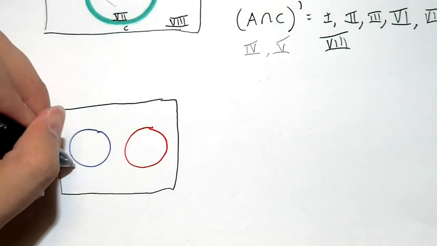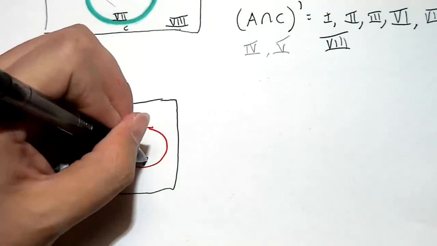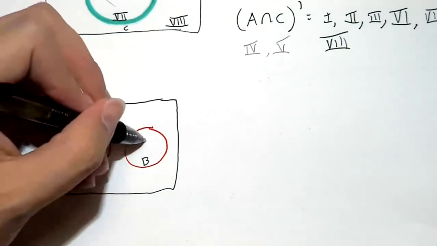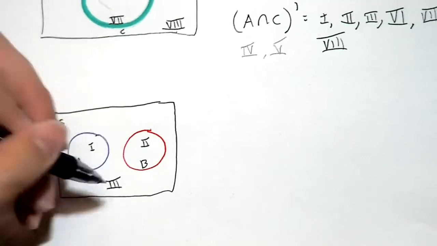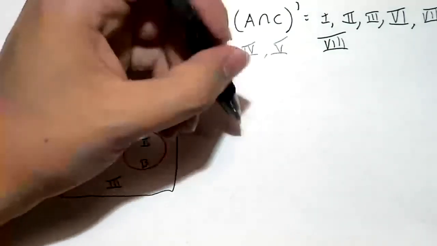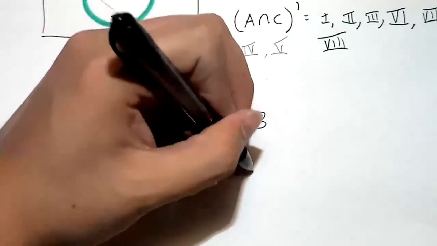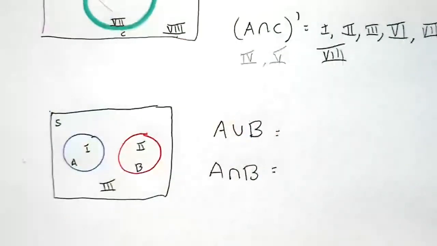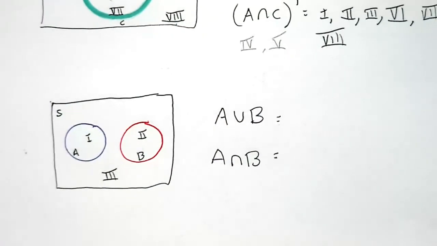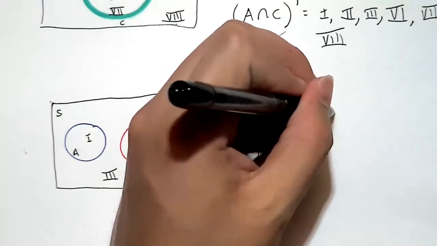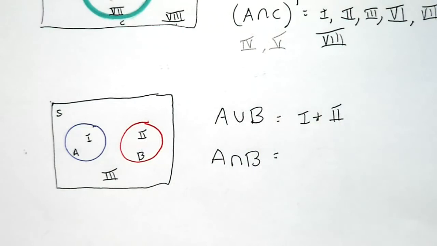All right, we'll call this circle A. We'll call this one B. This is the sample space. I'll call this my region 1, region 2. Everything else is region 3. I would like to know what is the union of A and B, and what is the intersection of A and B. Let's start with the union. What regions are in the union of A and B? 1 and 2. 1 and 2, okay. What regions are in the intersection of A and B?